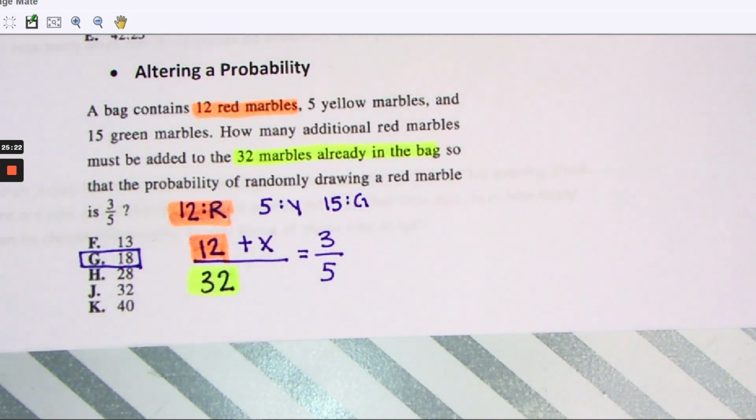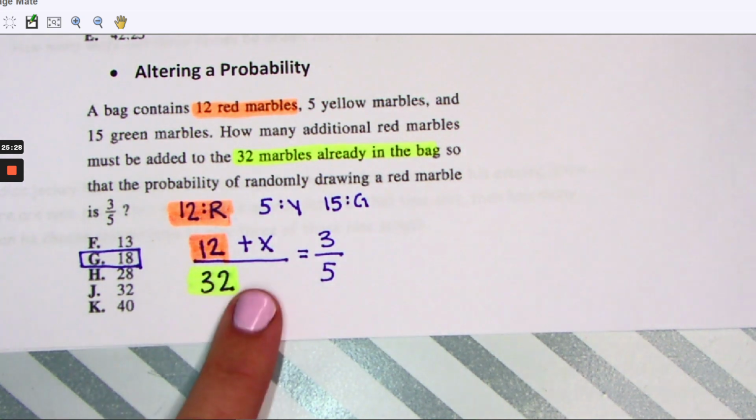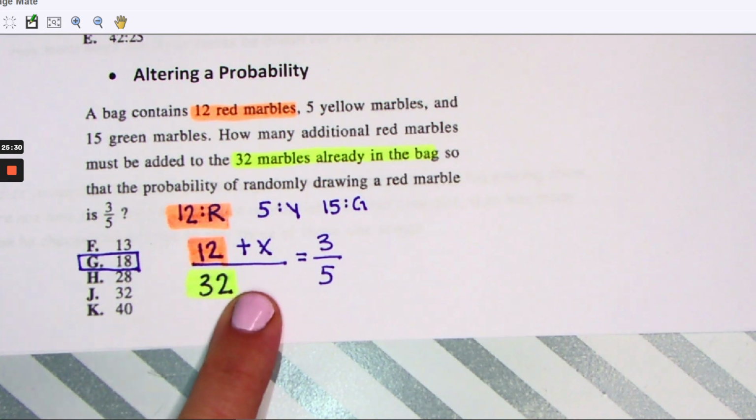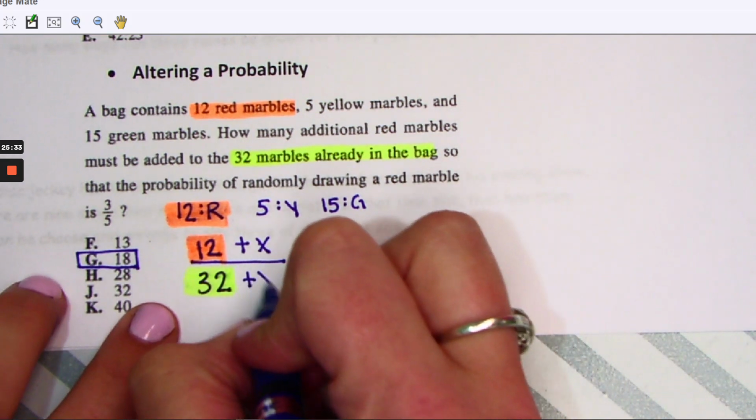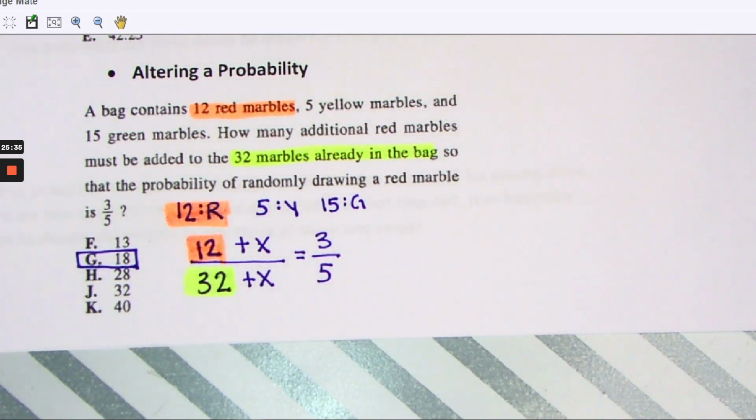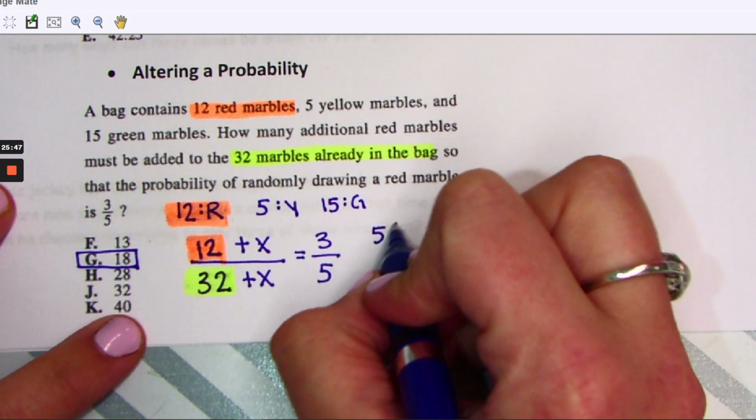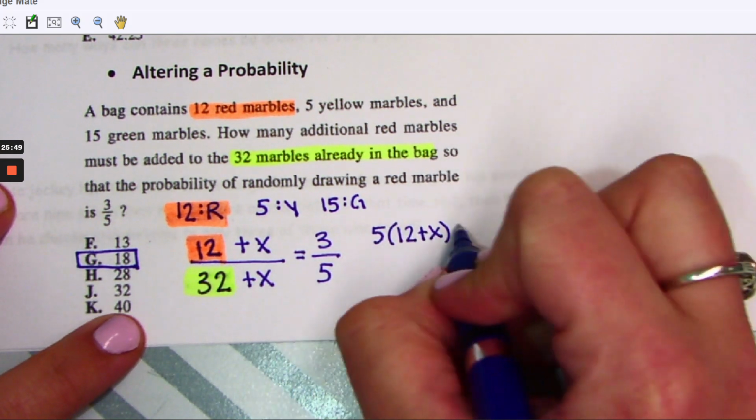However, if we are adding red marbles in the bag, what do I also have to do at the bottom? Yeah, I've also got to add those to the bottom. I don't know how many I'm adding, so I'm going to keep them as the variable X. I have to add the same number of red to the top and add that same number of red to the bottom. Now you can just cross multiply. So 5 times (12 plus X) equals 3 times (32 plus X).